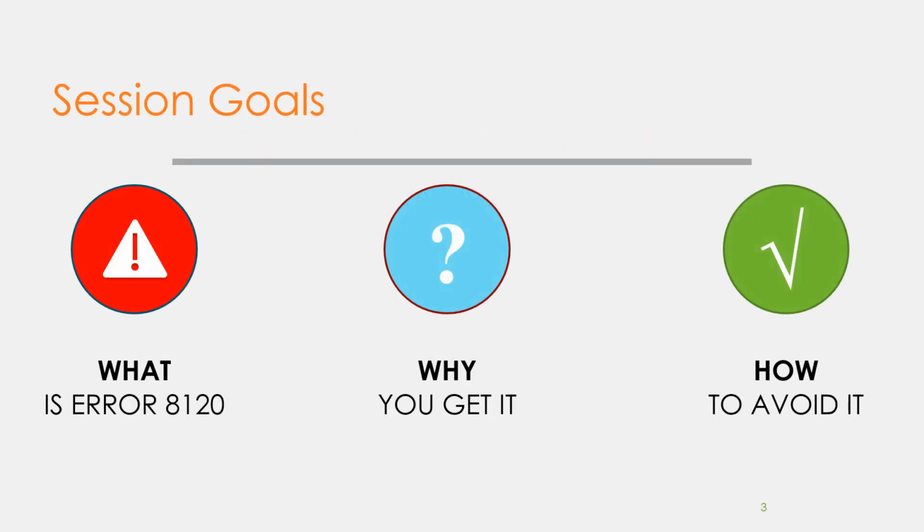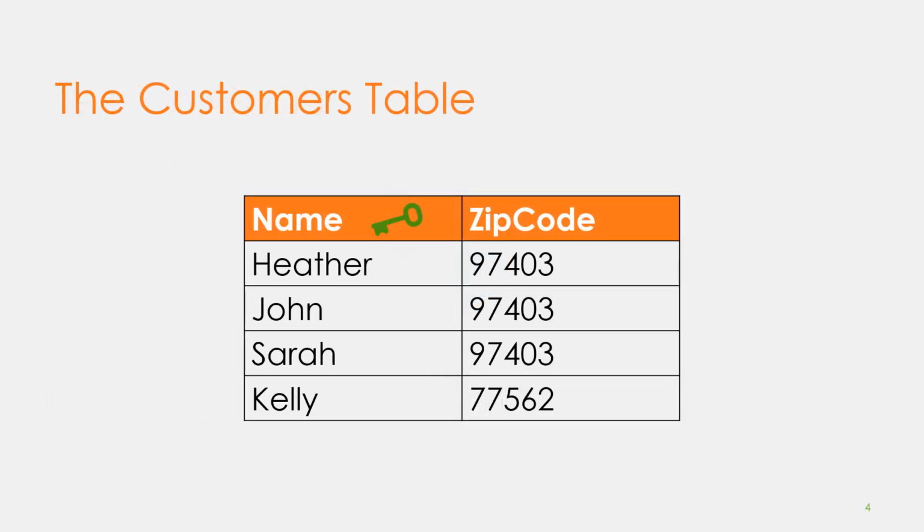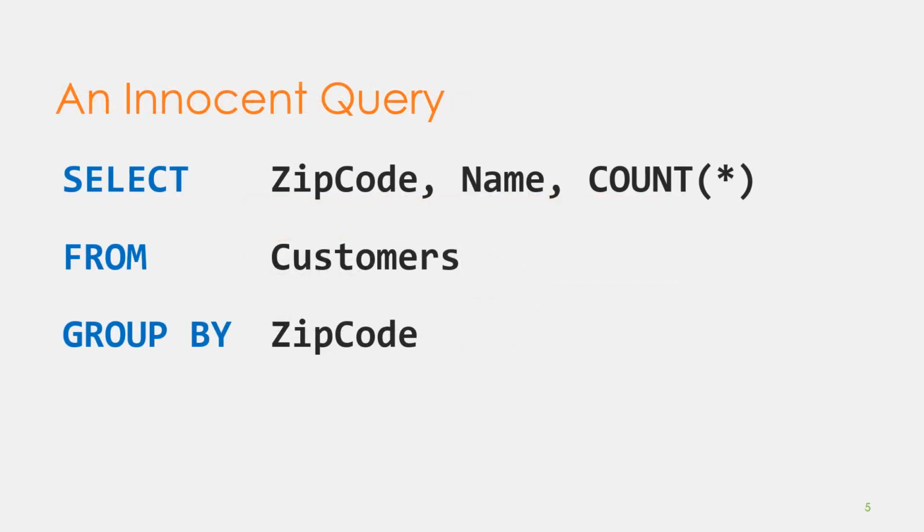By the end of this training, you will know what Error 8120 is, why your queries fail with it, and how to correct your queries to avoid it. To demonstrate the root cause, it is helpful to use a simplified dataset with only a few rows, such as this customers table. It includes only name as the primary key and a zip code. Suppose you need to write a query to calculate how many customers we have in each zip code area.